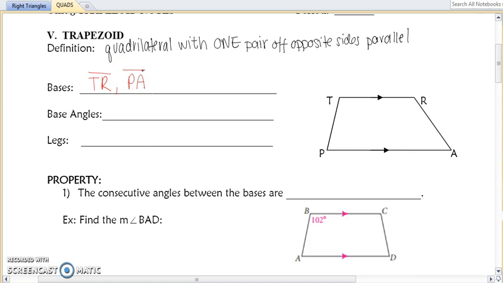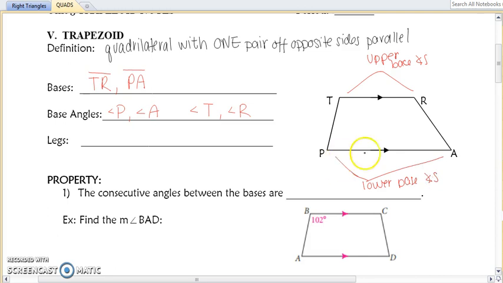Our base angles are the angles that are created by our parallel line and one of the legs of the quadrilateral. So our base angles are angle P and angle A, and then angle T and angle R. And there are two different types of base angles. T and R are our upper base angles, and P and A are our lower base angles.